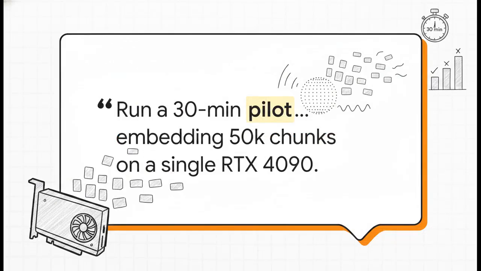Before you go and write a huge check for commercial APIs, the experts advise running a 30-minute pilot using open source scripts entirely in-house. To put that into perspective, you can embed 50,000 chunks on a single standard RTX 4090 GPU. Doing this allows you to benchmark your own domain's optimal chunking strategy before committing your budget.